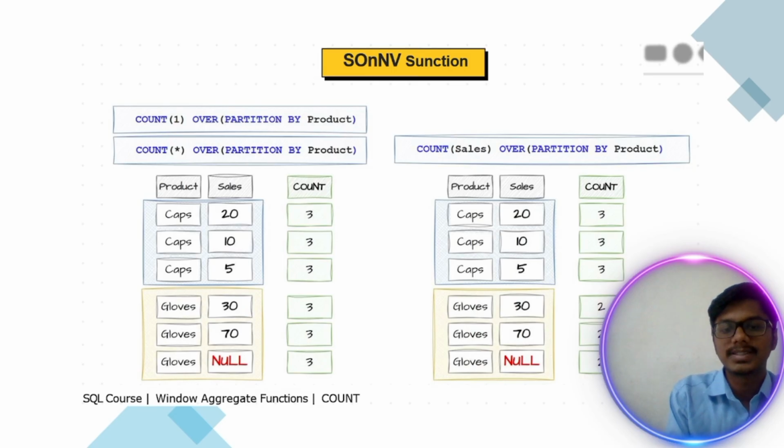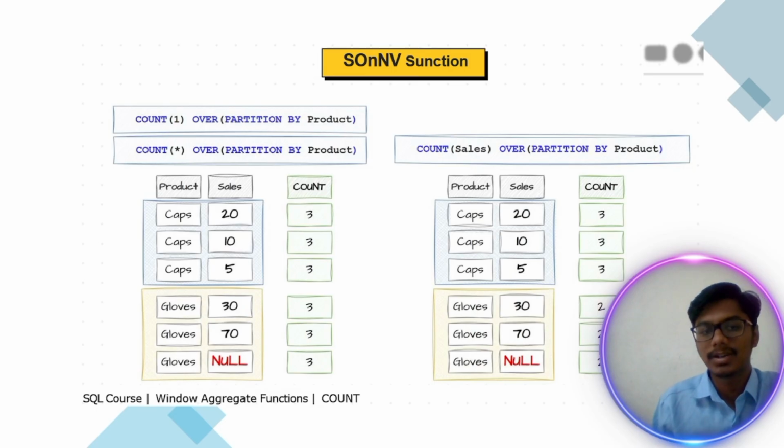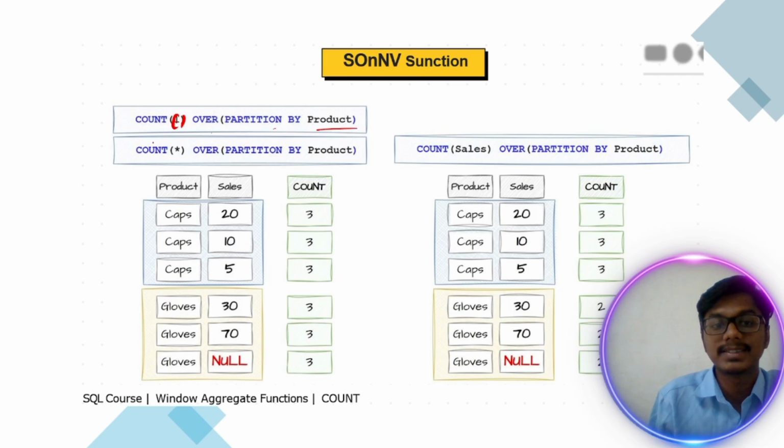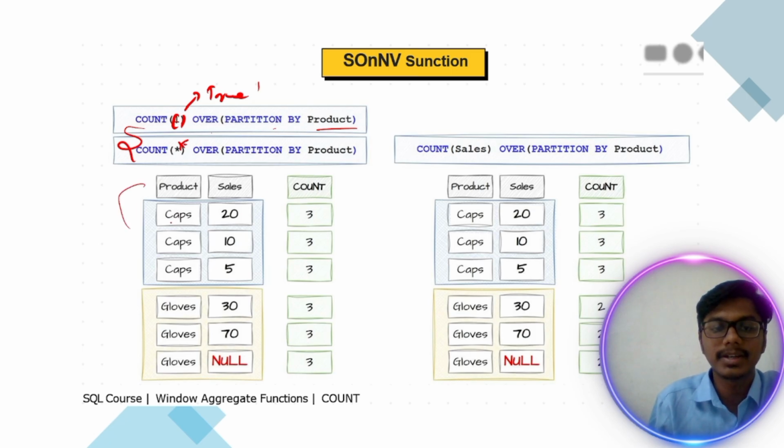Now let's discuss the count function further. If you give COUNT(1) OVER PARTITION BY product, everything is the same. Count of 1 means true, and count of star means everything. If you do it like that, it gets into the database and counts how many caps. There are 3 caps.